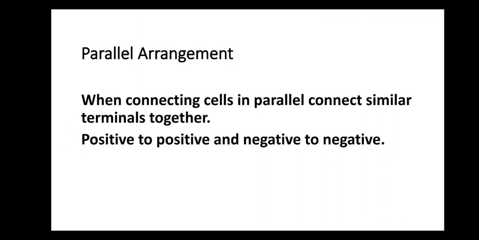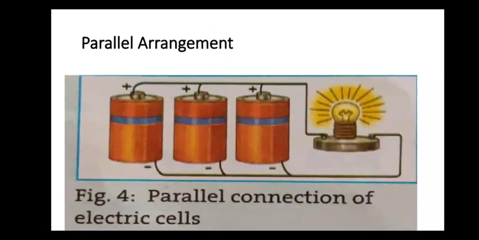Now in parallel arrangement, connect similar terminals together. It means positive to positive and negative to negative. Look at this picture. Connect the positive terminal of one electric cell to the positive terminal of the other electric cell and the negative terminal of one electric cell to the negative terminal of the other electric cell. The two remaining terminals are used for the connection to the appliances or load only.